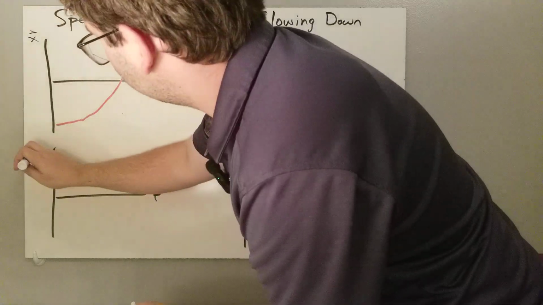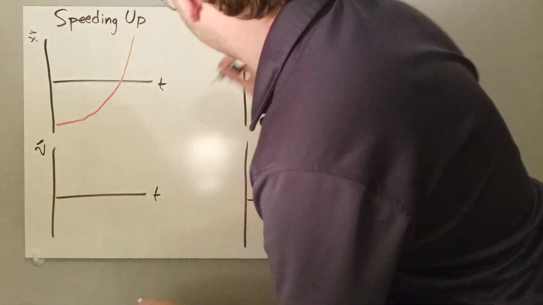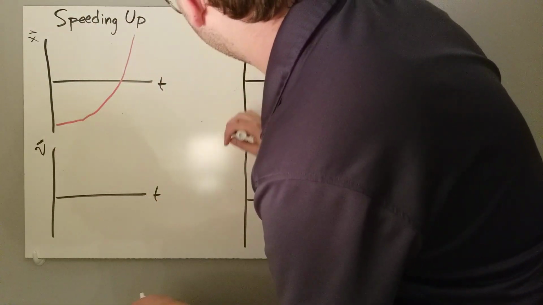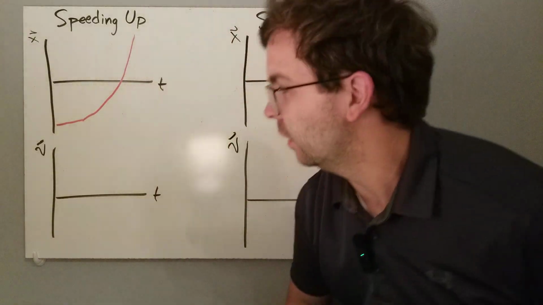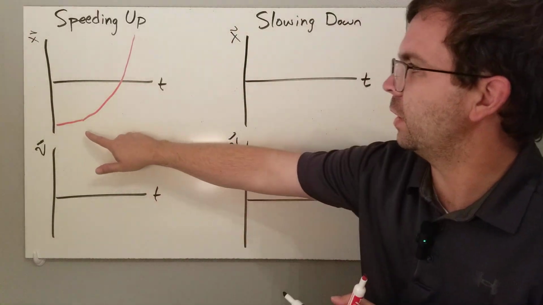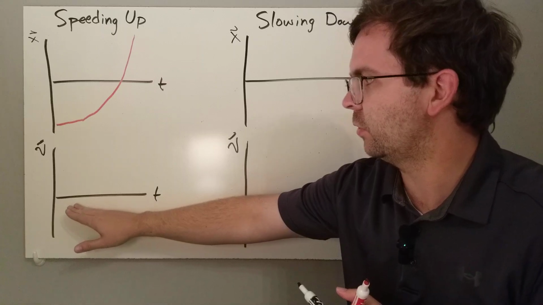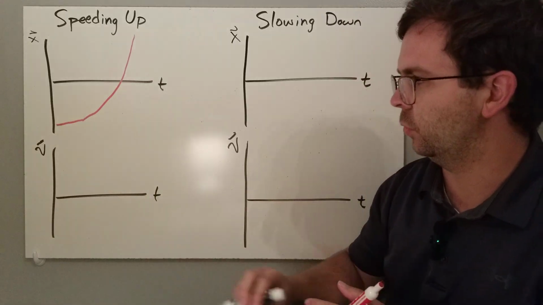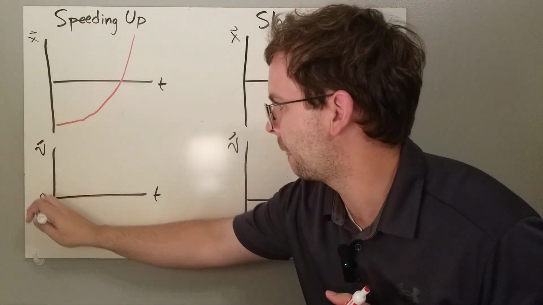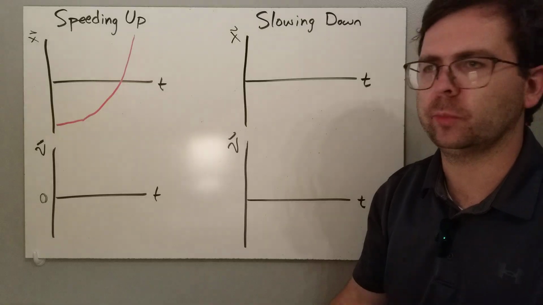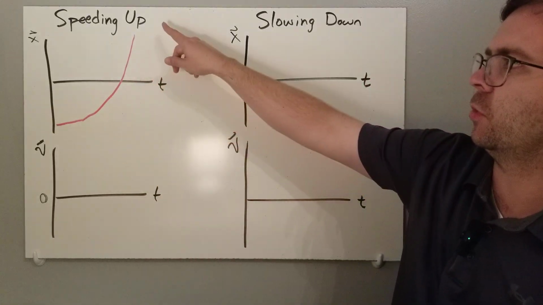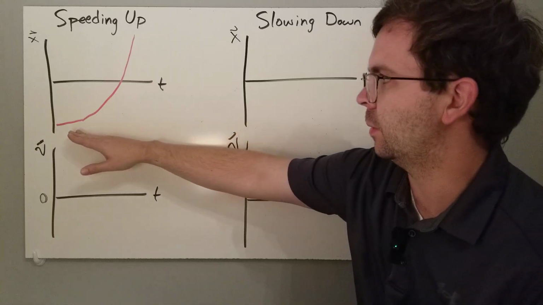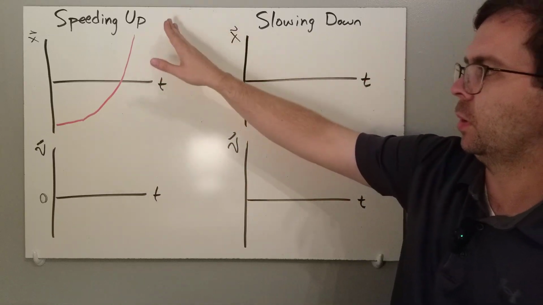To show that, I left off my axes over here. Oops, that's a physics boo-boo. Allow me to fix that. Thank you. So speeding up means that the velocity starts off pretty close to 0, and then it moves away from 0. In this case, the velocity is in the positive direction. The object is moving up.